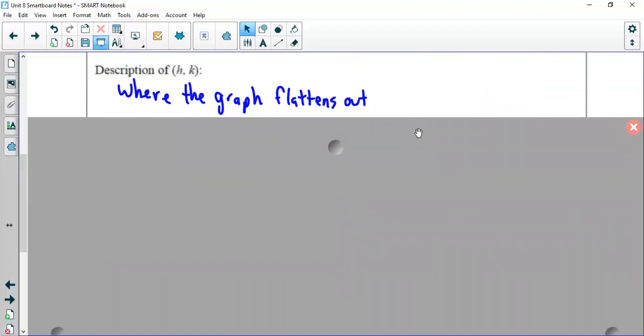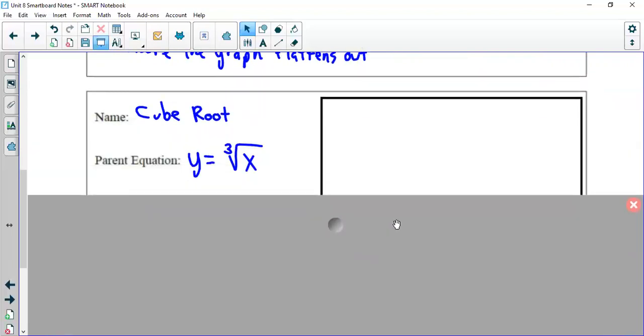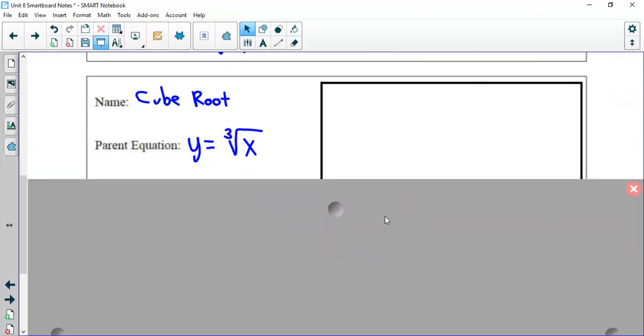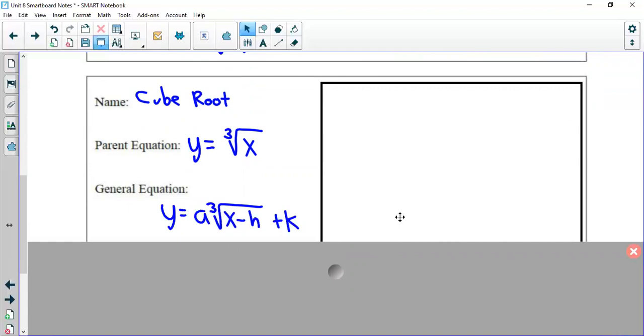All right, our next one is the cube root, which would be y equals the cube root of x. And again, we can write our general equation. The a always goes in front. The x is underneath the cube root there, so the x minus h is now underneath the cube root. And our plus k is still by himself, k, by herself, k is what they're calling her these days.